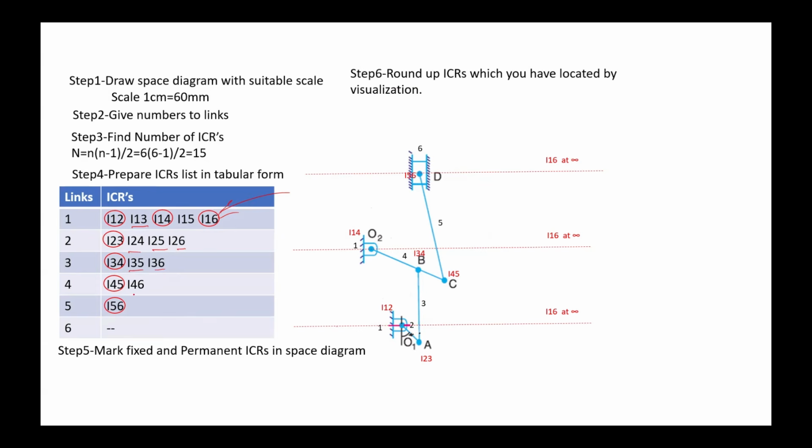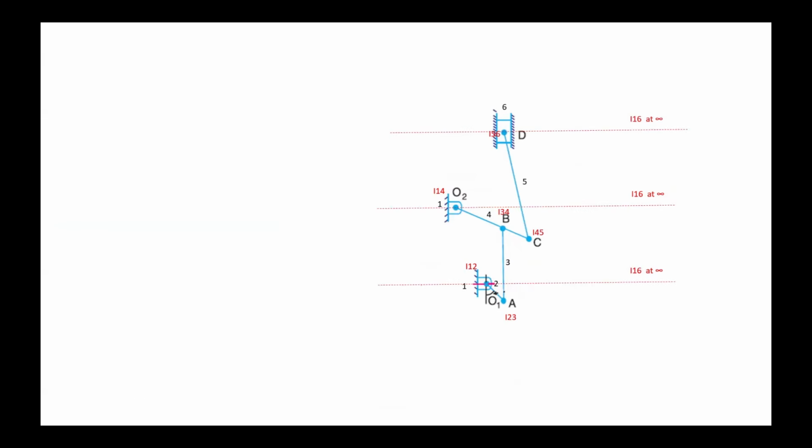But in this case, you need not locate all the ICRs. As I said, locate only those ICRs which are required for your calculations. So how to find out which ICRs you have to locate? To find that out, again, what do you have to do?